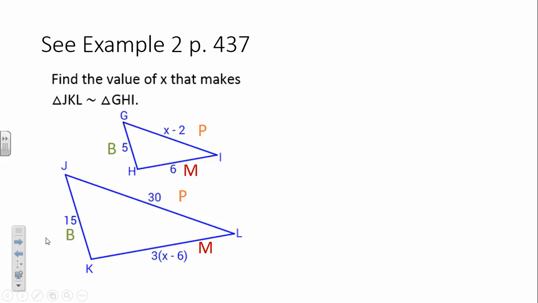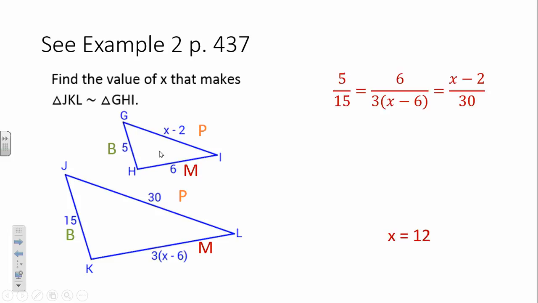So now when we set up our proportional statements, we would have 15 over 5 if we go from small triangle to large, Baby Bear, is equal to, our Mama Bears would be the 6 and the 3 times the quantity x minus 6, and our Papa Bears would be the x minus 2 and the 30. So now we have three proportional statements, and we have variables in two of them. So we don't want to work with the ones that have 2 in them.